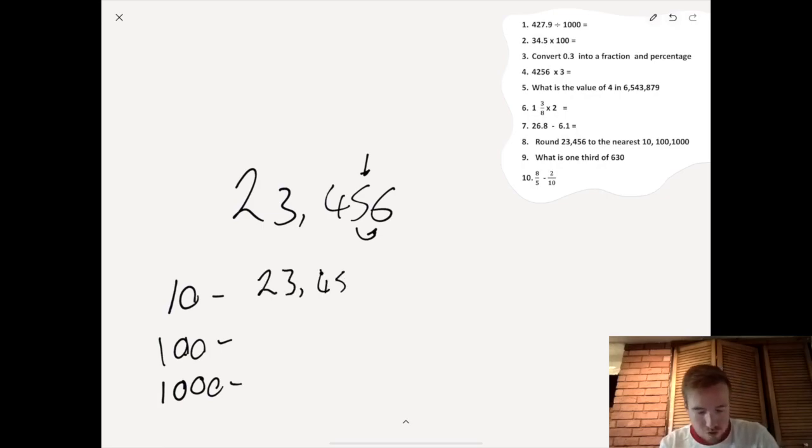Okay. 100, that's the 100 column there. Look to the right, 5, round up. 23,500. And 1,000, that's the 1,000 column there. Look at the one to the right, round down. 23,000.